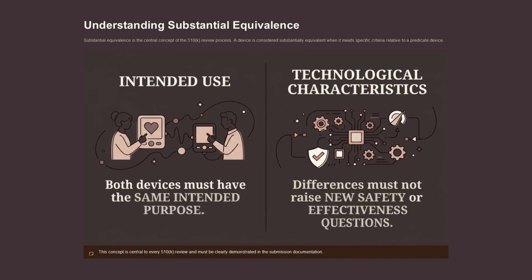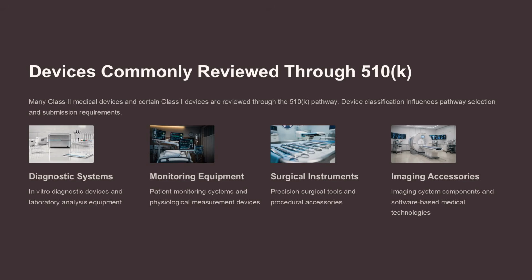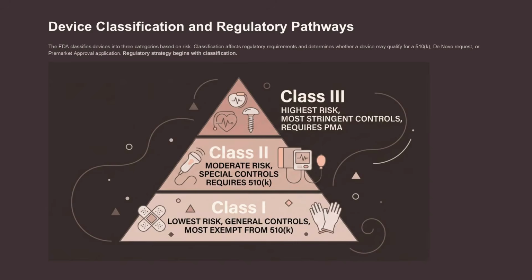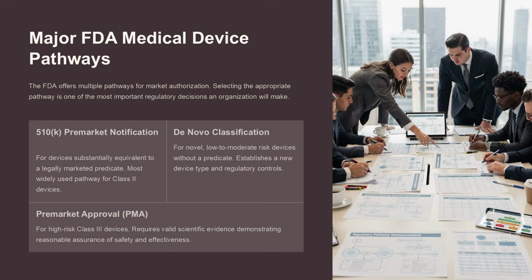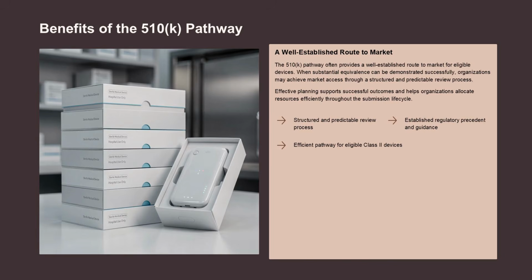Substantial equivalence means a new device must have the same intended use and not raise new safety or effectiveness questions. Many Class 1 and 2 devices are reviewed through the 510(k) pathway, influencing pathway selection and submission requirements. The FDA classifies devices by risk, determining the level of regulatory control required for each class. The FDA offers multiple pathways for market authorization, including 510(k), de novo, and PMA options. The 510(k) pathway provides a structured and predictable route to market for eligible devices, ensuring efficient resource allocation.